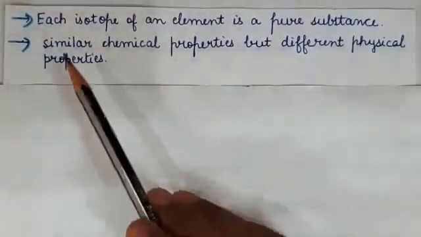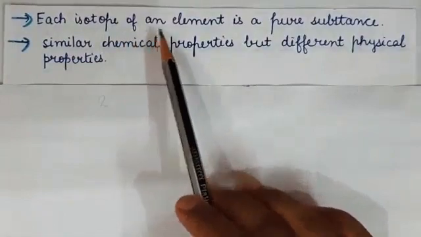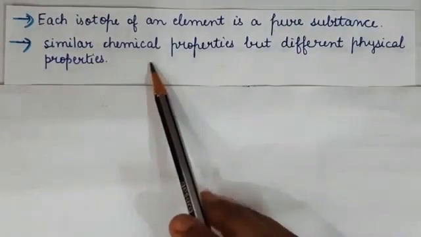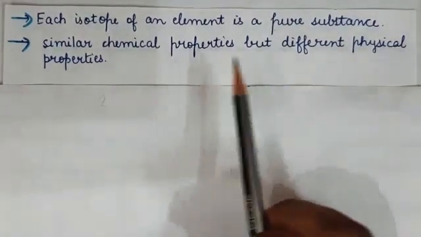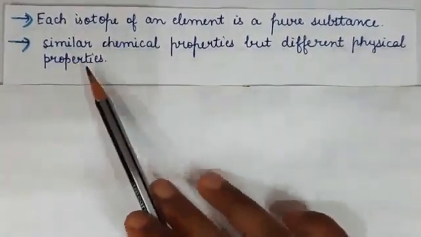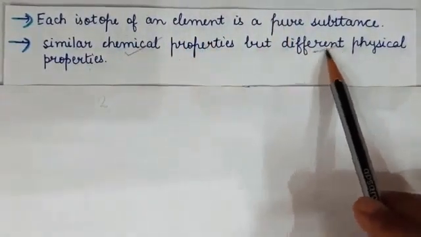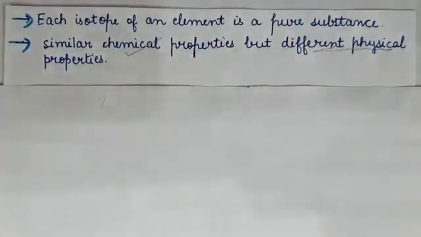And remember one thing. Each isotope, it is a pure substance. Okay. Every isotope is a pure substance. And they have similar chemical properties but different physical properties. Chemical properties are same but physical properties are different in isotopes.